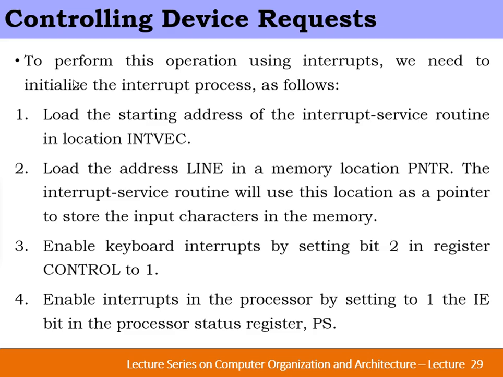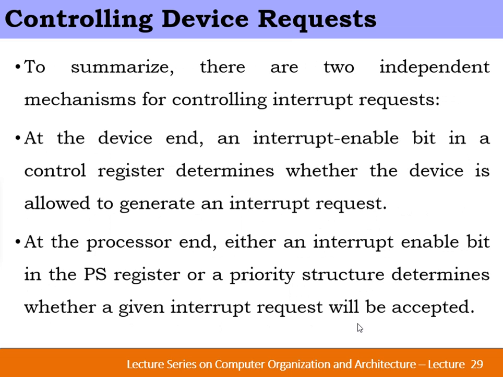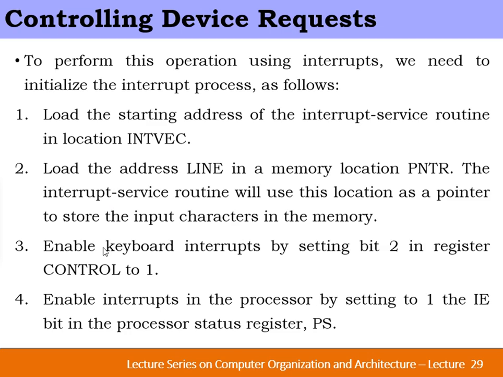So now enable keyboard interrupts by setting bit number 2 in the control register to 1. Why? Because the third point says that the interrupt enable KEN bit must be set to 1. The KEN bit is available in the control register. It is bit number 2. So therefore, enable keyboard interrupt by setting bit 2 in the control register to 1.